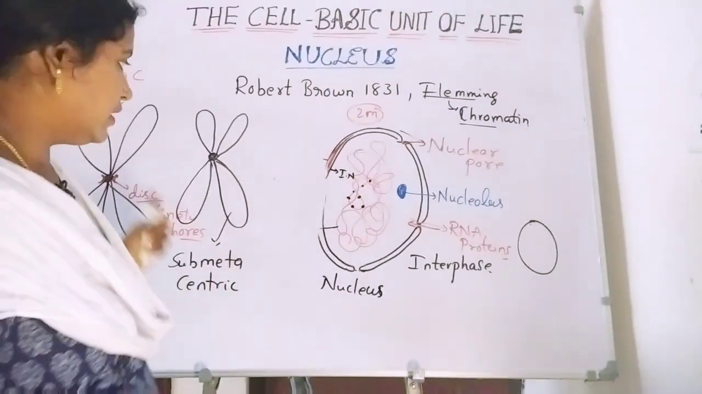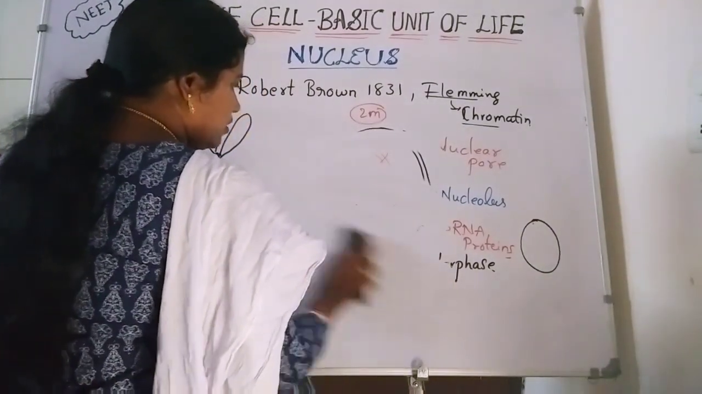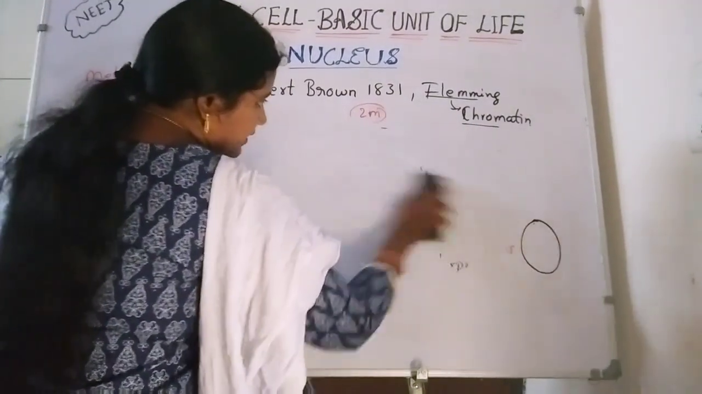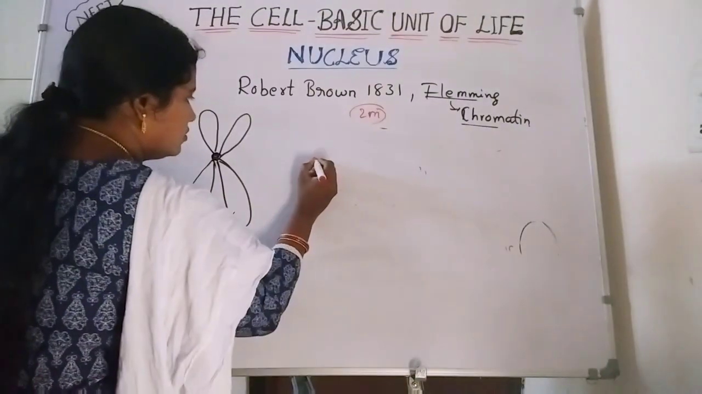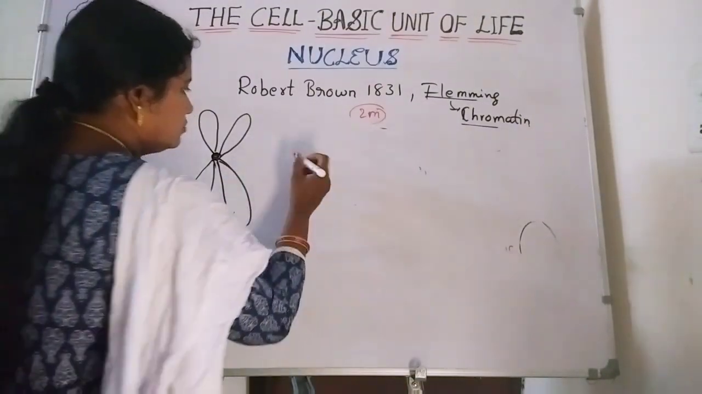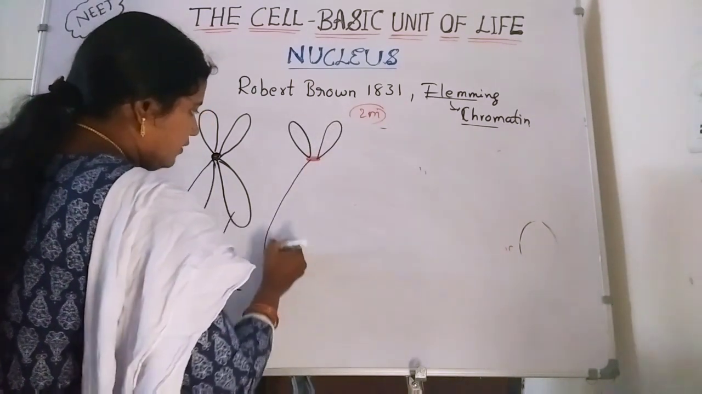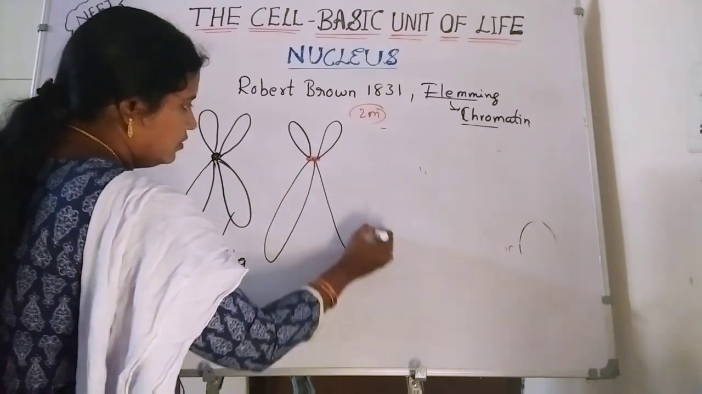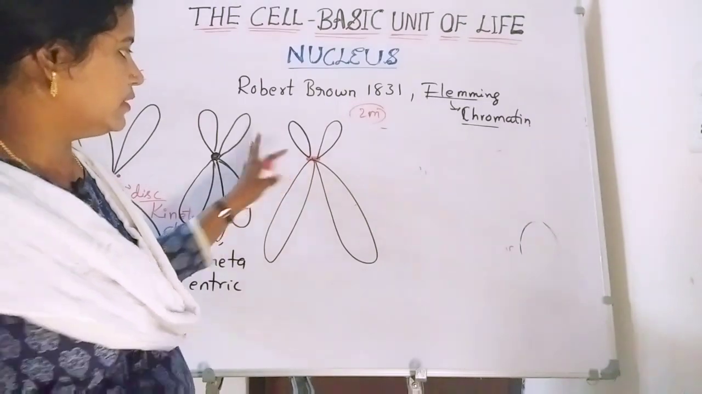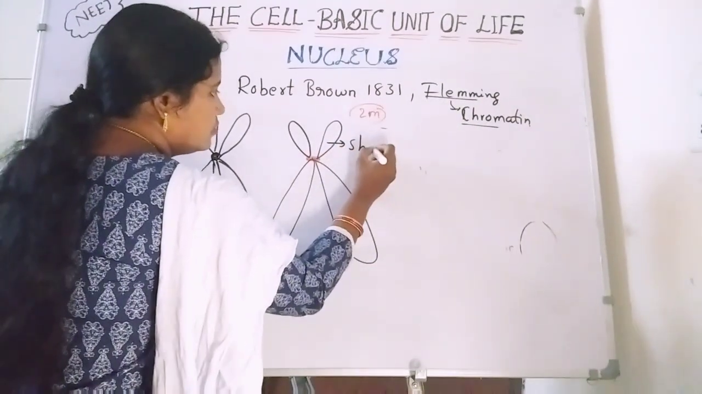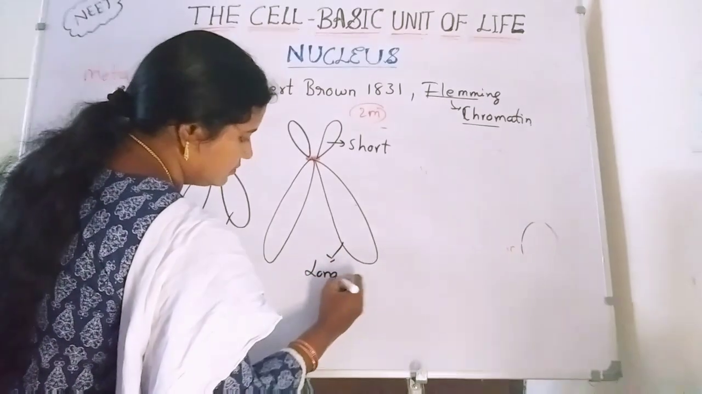Next, another two types of chromosomes are acrocentric and telocentric. Acrocentric means it is going to have very short arms and very long arms. See, the centromere is near the middle, and it contains the very short arms and very long arms.